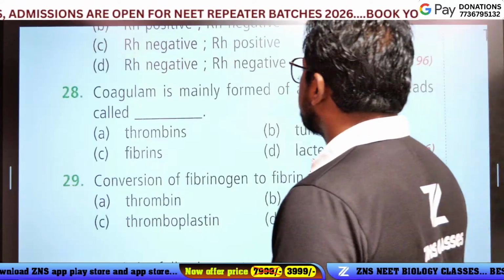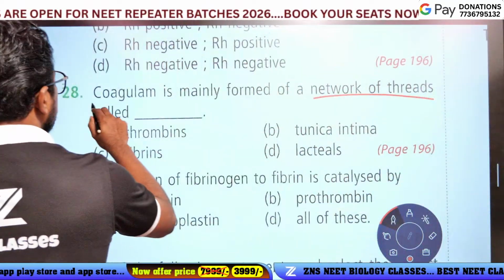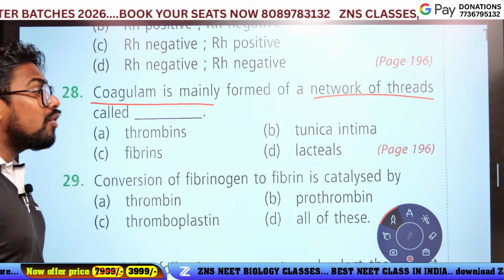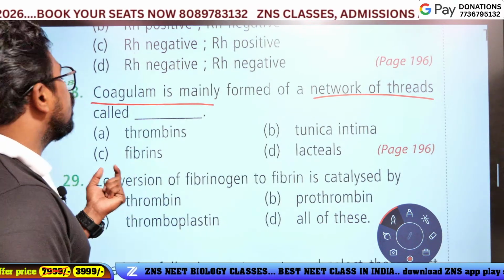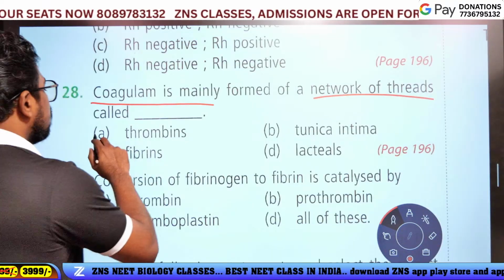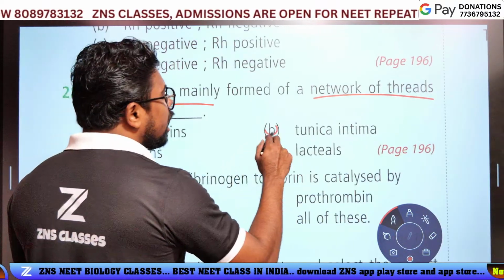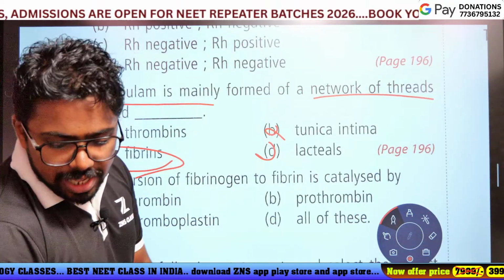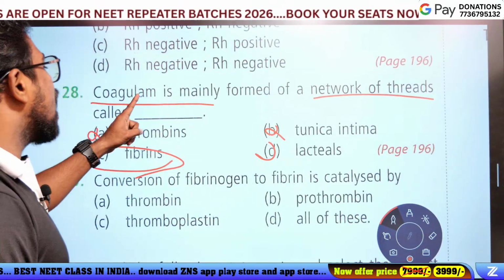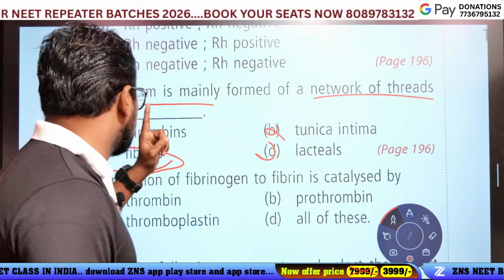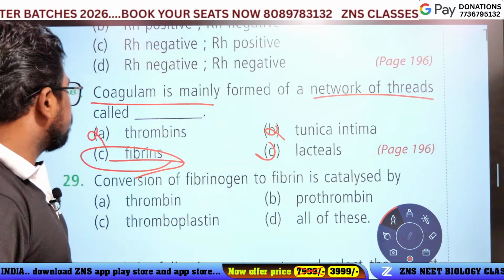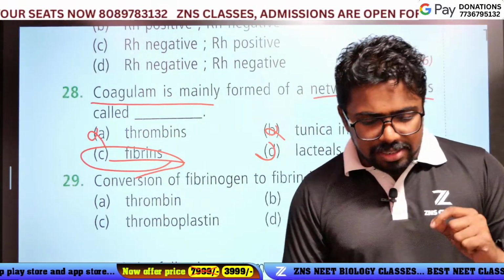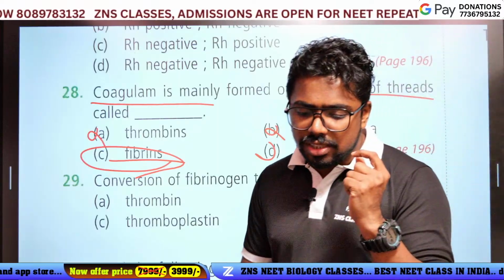The coagulum is mainly formed of a network of thread called what? Thrombin thread? No. Tunica intima? No. Which is the answer? It's a fibrin thread. Yes, the coagulum is mainly formed of a network of thread called fibrin. Option C is the answer. So simple questions. Okay, ready?